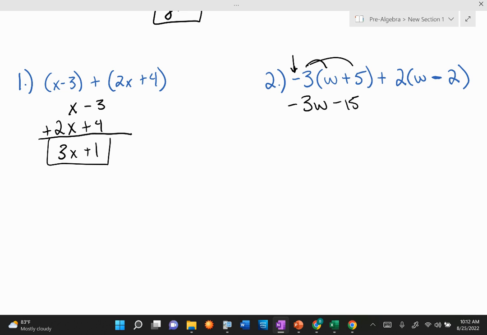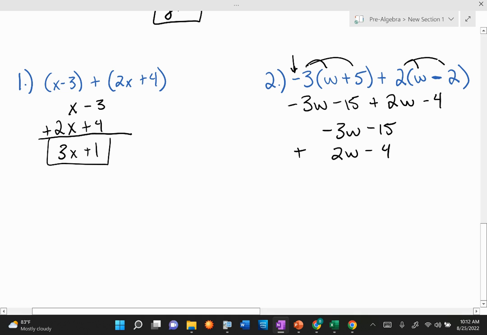And then for the second, you do 2 times w, and then times 2. Perfect. So that one will be 2w and negative 4. Okay? So what method did we use after this? Vertical. All right, so set me up. Negative 3w and then negative 15, and then 2w minus 4.